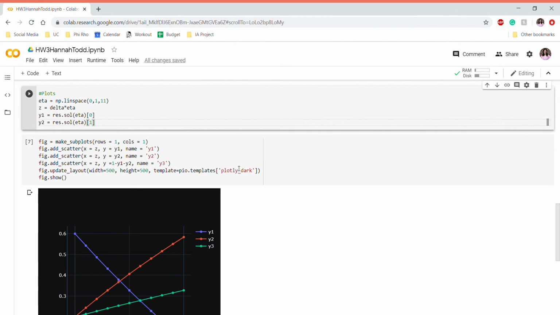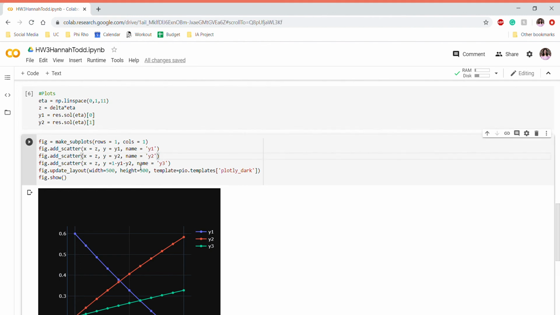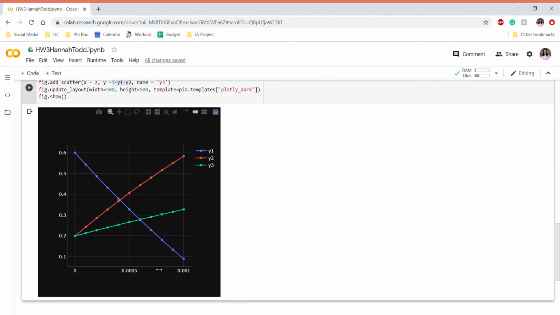Here's y1, y2, and then y3 is calculated, but it's just saying it's 1 minus y1 minus y2, like we stated at the beginning. The y-axis is the mole fractions, and the x-axis is the z positions.